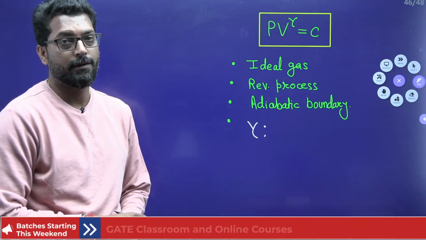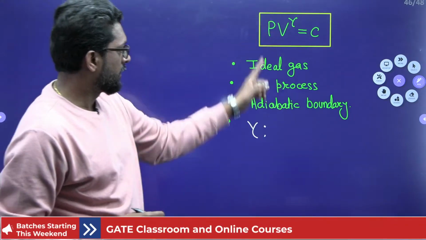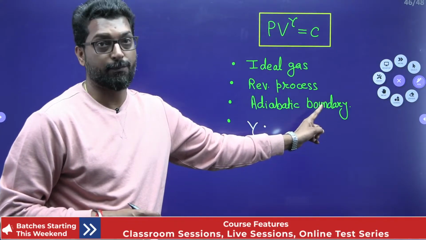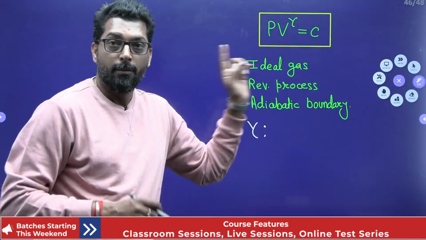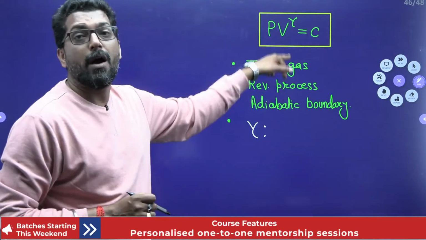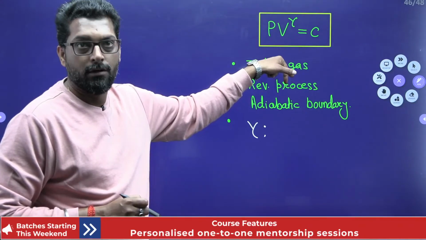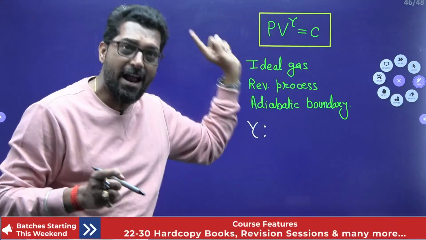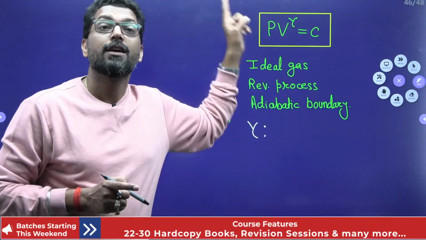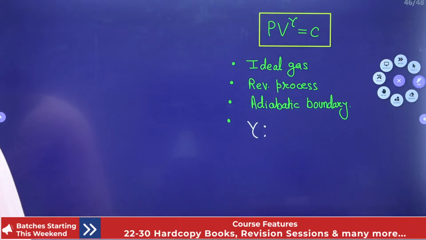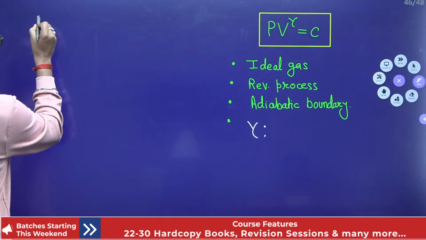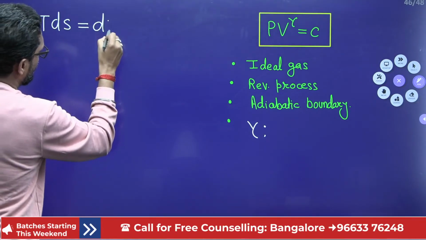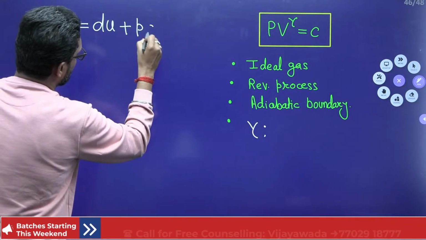This is for polytropic. Yes. Adiabatic boundary. It is not an adiabatic process. Adiabatic boundary. Is the polytropic process not applicable? Why? Because while we are deriving this equation, very important, in this equation we take heat transfer as 0. That means if you apply TdS is equal to dU plus PdV.